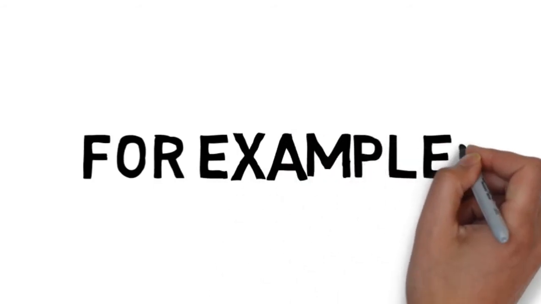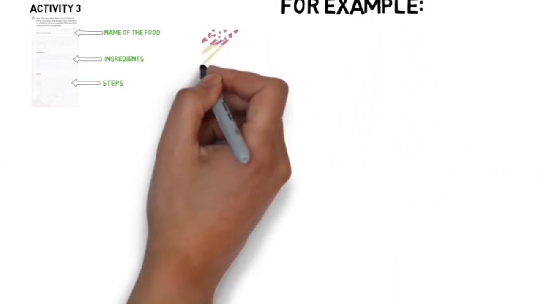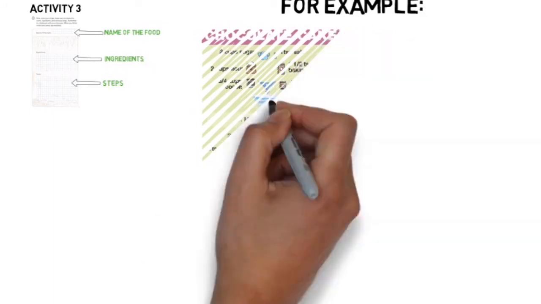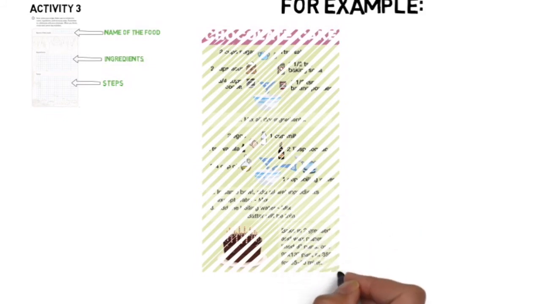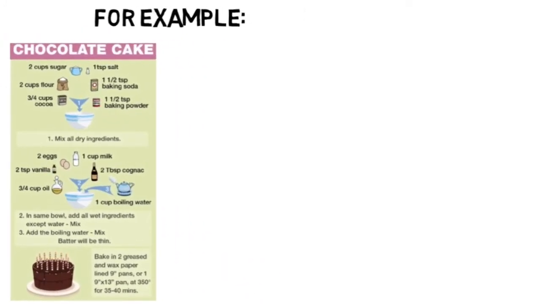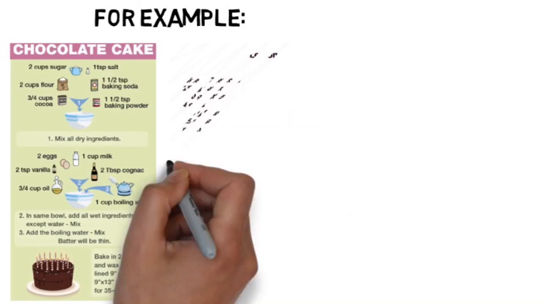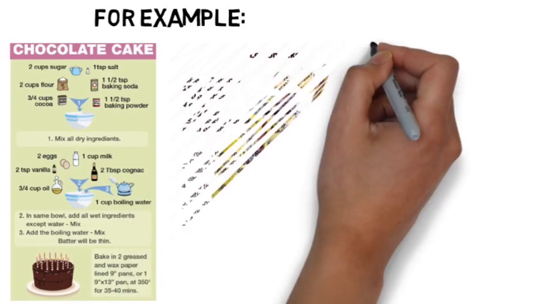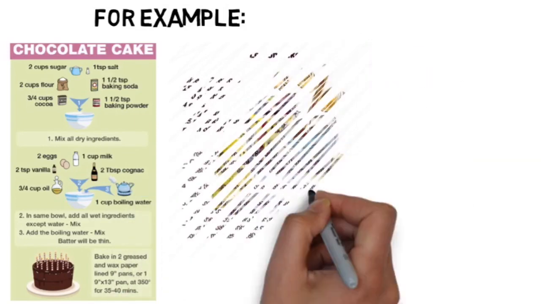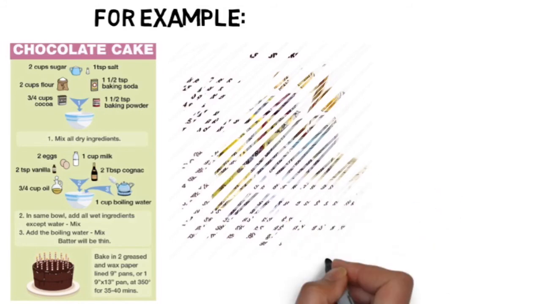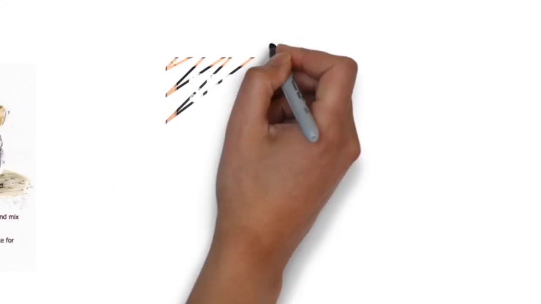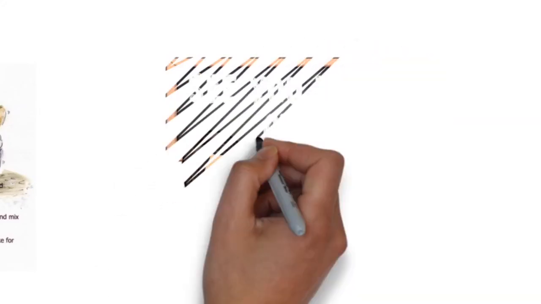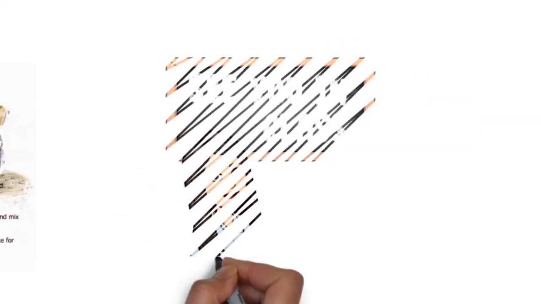And we have some examples. The chocolate cake, that is the recipe that I chose. We have the ingredients. And then we have the steps. And we also have a recipe to cook a lemon cake. And that's it. When you finish writing your recipe, you can cook your favorite snack.